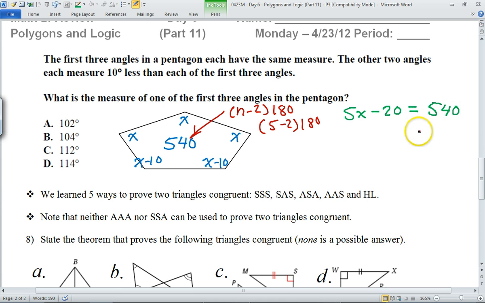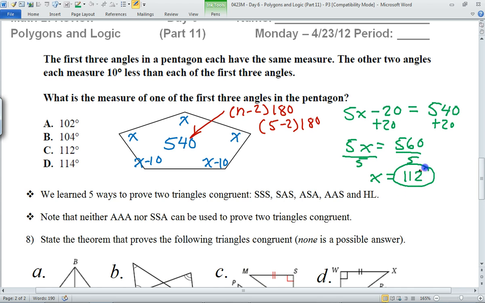So it's just a matter of solving this little equation. Let's add 20 to both sides. That gives us 5x equals 560. And then let's divide both sides by 5. So I get x equals what? 112. X equals 112. So there it is. We were supposed to find the measure of one of the first 3 angles. That was my x, so that's 112. That's why the answer is C.